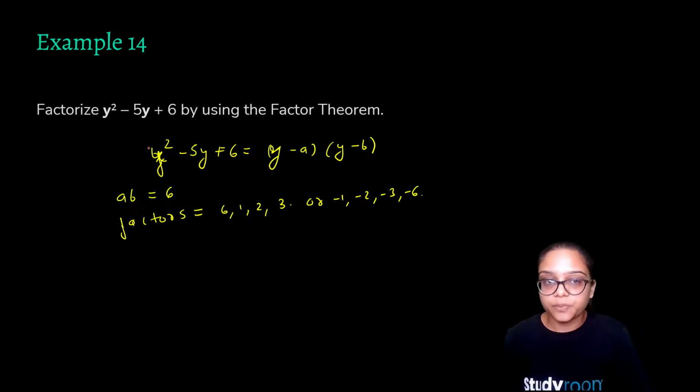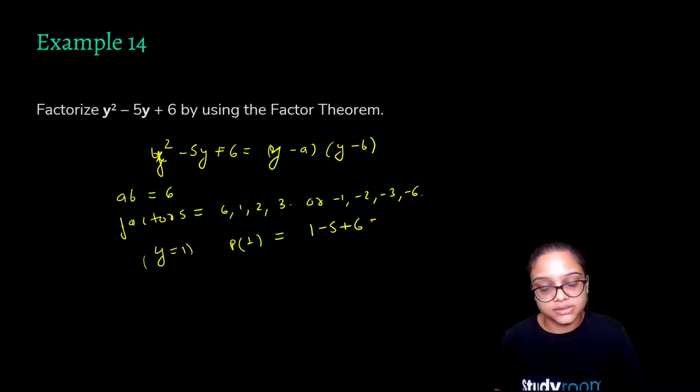Now by the factor theorem we have to put every value and check. Suppose you put 1 here, suppose y equal to 1. So we're going to check for p of 1: 1 minus 5 plus 6. No, it's not what we desired, it's 2. Now just check for minus 1. Again it will be 1 plus 5 plus 6. No result.